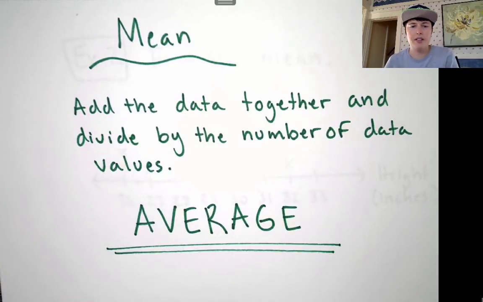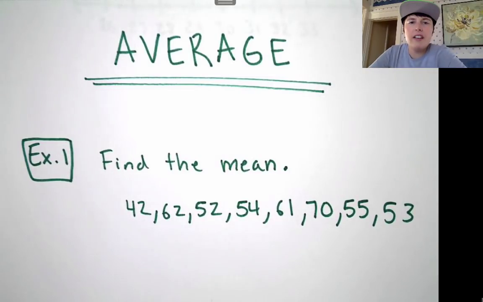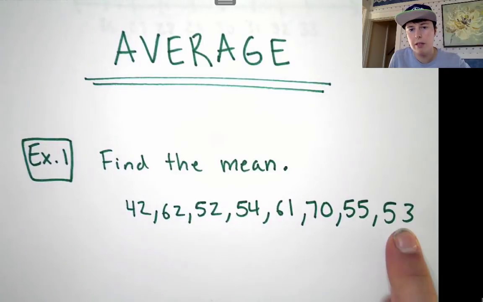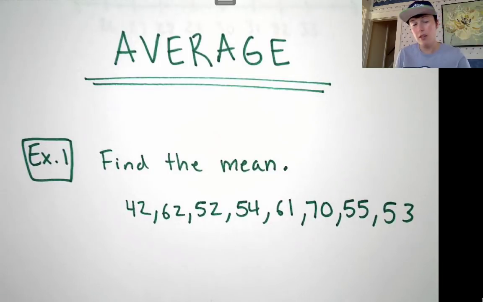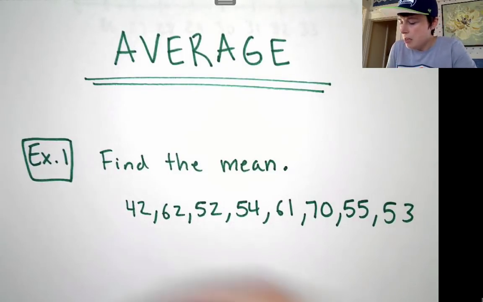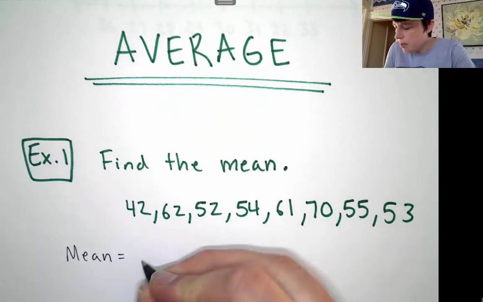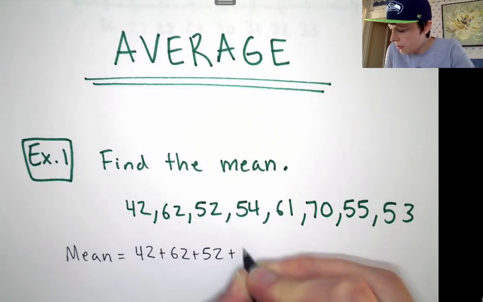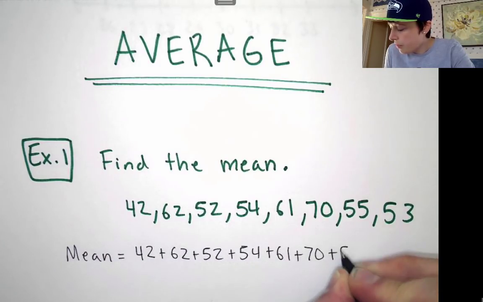And to kind of get us started for this video, we're going to work on this problem. We are going to find the mean of these numbers. So we have a whole list of numbers in front of us, 42, 62, 52, all the way down to 53. And what we're going to do is calculate that average. So to get us started, here's what I'm going to start writing. I'm going to write mean equals, and I'm going to show adding all these numbers up. So 42 plus 62 plus 52 plus 54 plus 61 plus 70 plus 55 plus 53.